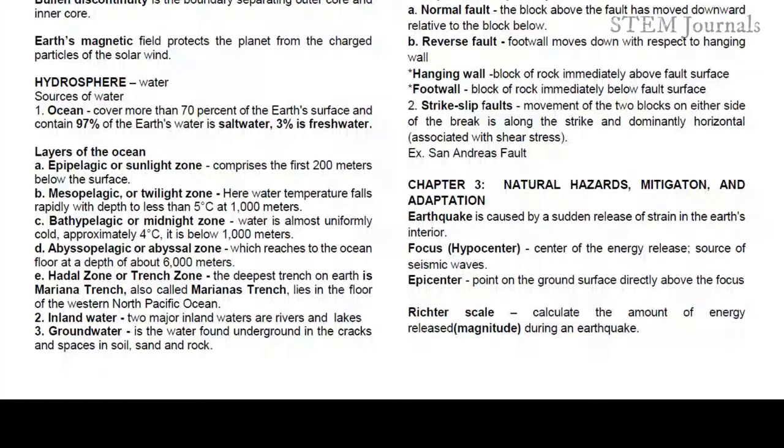So these are the water that we can find underground, no? So makikita natin siya doon sa mga crack spaces ng soil, sand, and rock. So most of the drinking water that we have can be accessed in ground water.